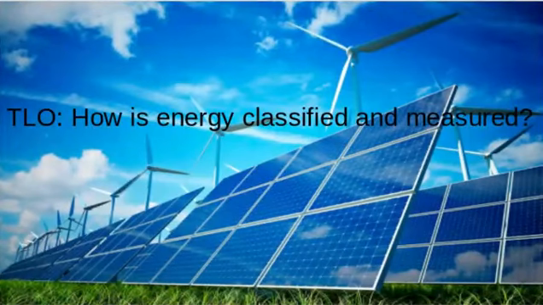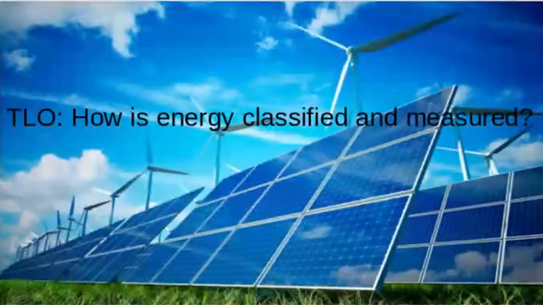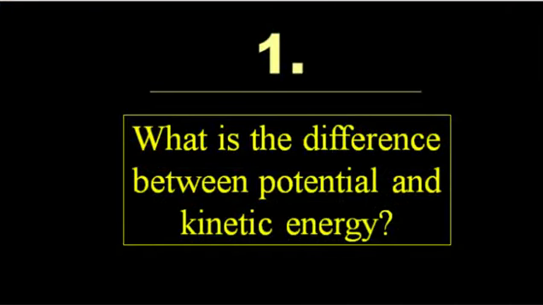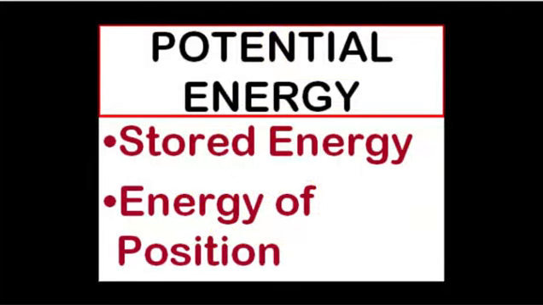So the target learning objective for this lesson is how is energy classified and measured. First we're going to discuss the difference between potential and kinetic energy. Potential energy is stored energy, the energy of position. If I hold an object really high, it has high potential energy because that's stored energy. It's the energy of its actual position.